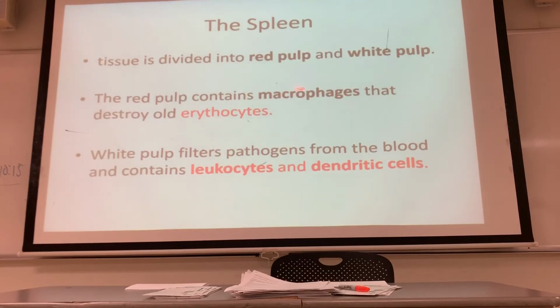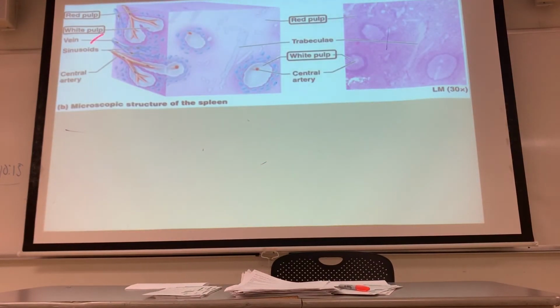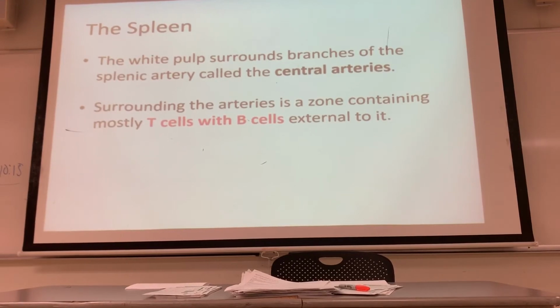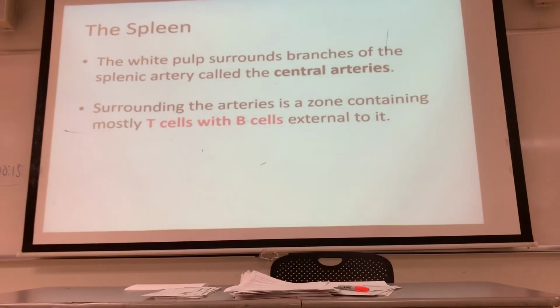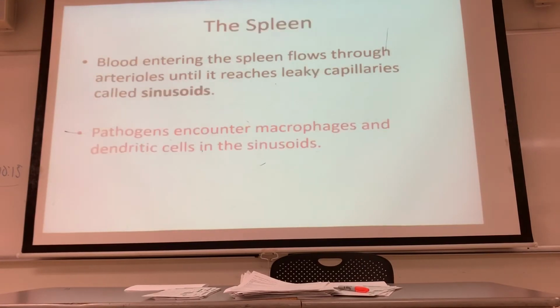It contains macrophages in the white pulp. It contains erythrocytes in the red pulp. And it has lots of leukocytes and dendritic cells as well in the spleen. This is the microscopic view, the red pulp, and then you have your white pulp. So it distinguishes the blood elements inside of it. Of course, it has a central artery, and T cells and B cells are a lot there. We call it sinusoids.